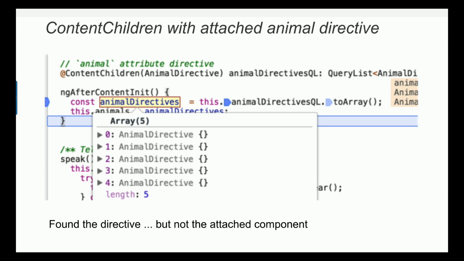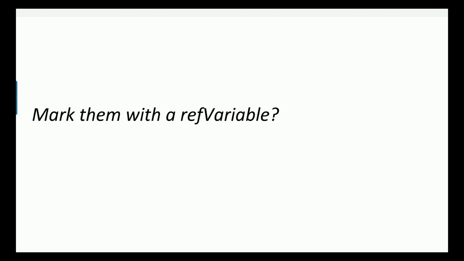And what do I get? I ask for directives, I get directives. What's in the directive? Nothing. What's it good for? Right now, nothing. I don't have any access to the component that the attribute is attached to. I am not getting any closer. All right, I'll try another trick.